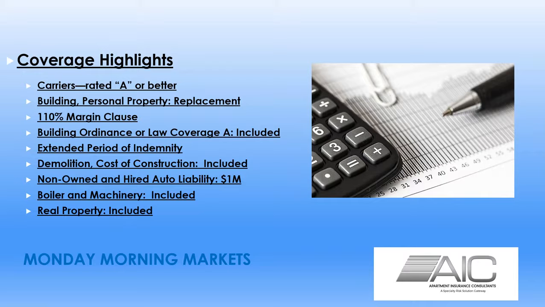Our extended period of indemnity is basically what we would pay for loss of income. So if your apartment complex is damaged and one of your buildings can't be rented out until it's fixed, we pay what you would lose in rents for however many months it takes. Oh, good. So the extended period gives you time to ramp back up for people to move in. So we give you 180 days or 365 days depending on the policy. Good. Demolition?